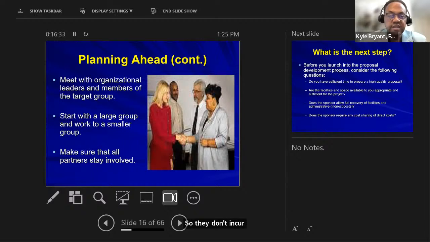If you want to teach things like that, meet with your target group. You meet with all of the daycares in your general service area and find out how they are equipped to address environmental hazards and toxic chemicals and storage in their facilities, and then propose to educate them on what the national standards are and what they can do to come into compliance. That could be a grant. You can start with a large group and work to a smaller group and make sure that all of your partners stay involved.